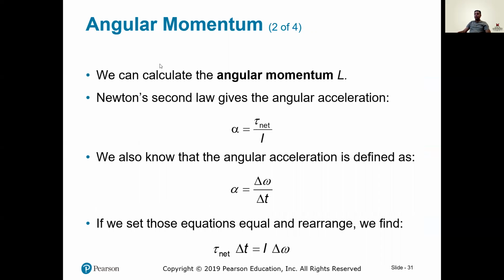Now, in order to go step by step from Newton's second law, alpha equals tau over I, right? Tau equals I alpha. This is Newton's second law in angular motion or rotational motion.